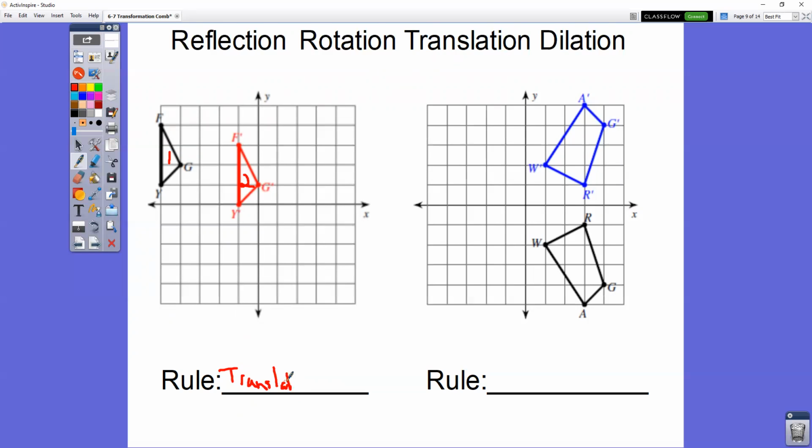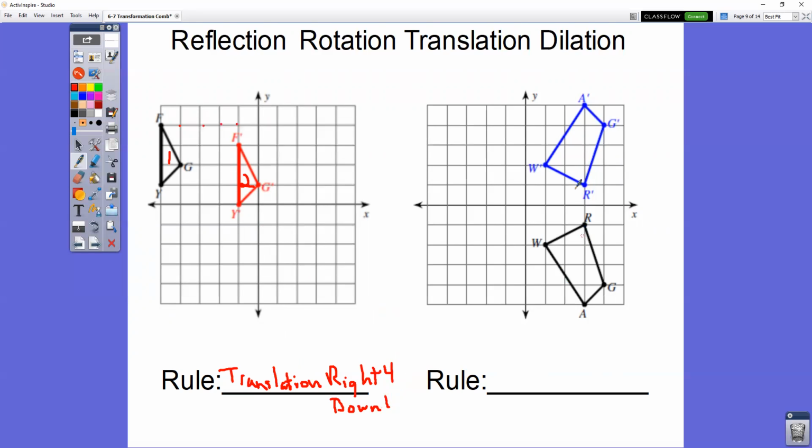And again, you can't just say translation, you have to be specific. I already said that we are going to the right. So let's figure out how many to the right. If we start at F and go to F prime, I'm going 1, 2, 3, 4 places to the right. And then I'm going 1 place down. So a translation of right 4, down 1.